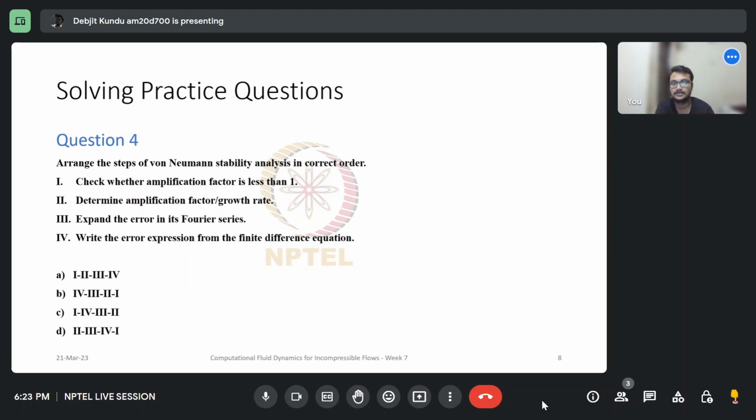Step 3 is expand the error in its Fourier series. And step 4 is write the error expression from the finite difference equation. So arrange these different steps in the correct order in which von Neumann stability analysis is performed.